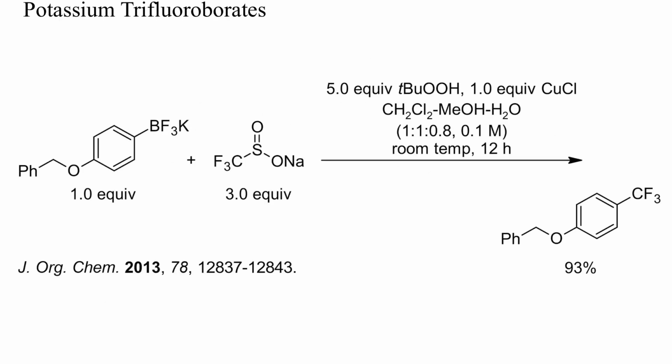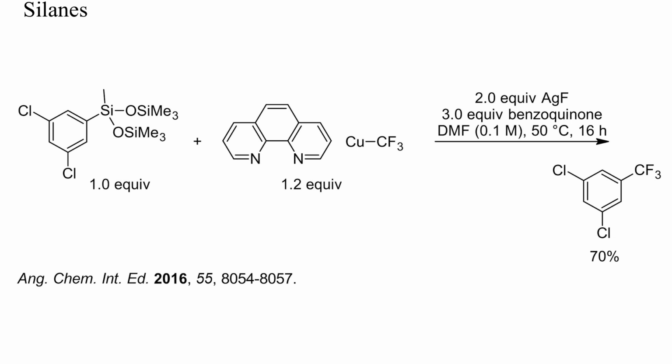Trifluoroborates show a similar reactivity as boronic esters and can also be fluoroalkylated, for instance with sodium trifluoromethane sulfonate, copper chloride, and tert-butyl hydroperoxide. Although in two of the previous examples, trimethylsilyl groups did not react under mild fluoroalkylating conditions, they can do so at a higher reaction temperature or otherwise more vigorous conditions. Here, a combination of trifluoromethyl copper, silver fluoride, and benzoquinone in DMF gave 70% of the expected trifluoromethylarene.